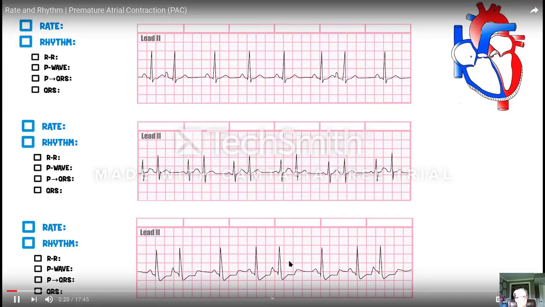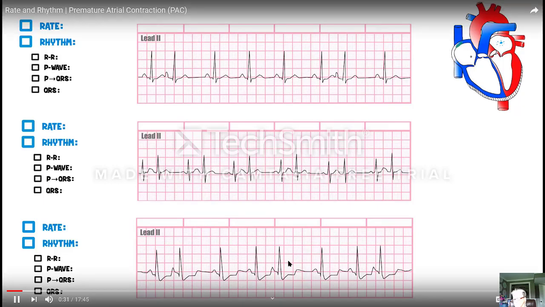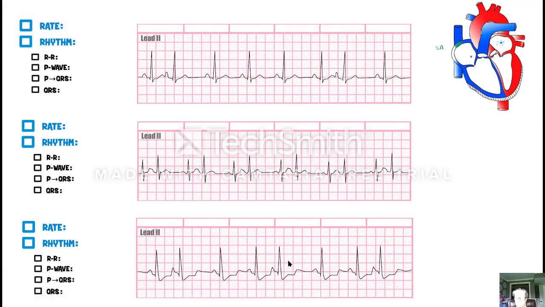So I kind of want to just give you guys a little info about what PACs are. Again, you guys know that in the heart we have this structure here in the right atrium called the SA node. So this would be our SA node. Then over here, right around the top of the interventricular septum, you have your AV node. Then you have your bundle of His. And then after that, we have your right bundle branch and your left bundle branch, right?